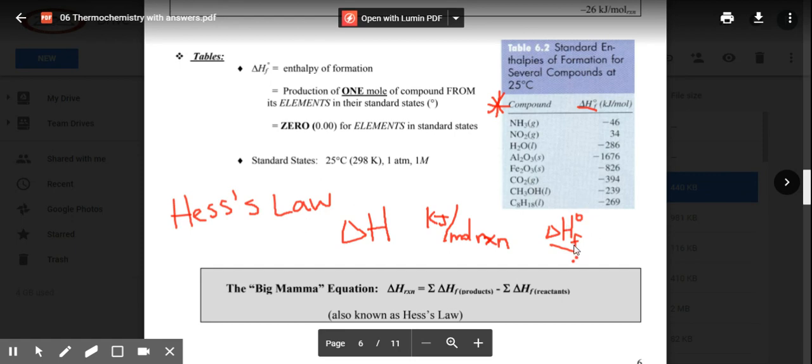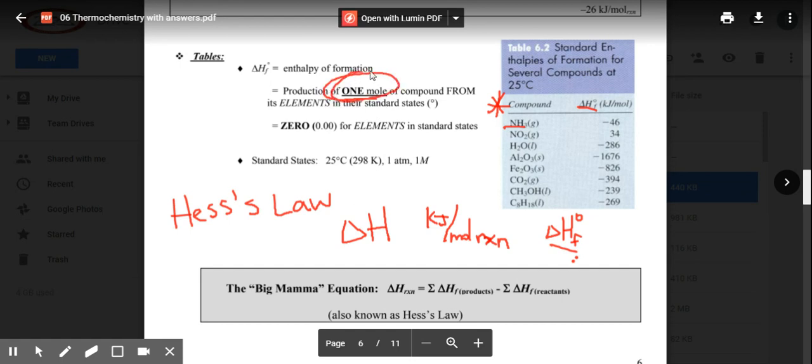What delta H of formation means is how much energy it takes to make 1 mole of that particular compound. So for ammonia, for example, it takes negative 46 kilojoules per mole to make 1 mole of ammonia. Now, when we say to make 1 mole of ammonia, we're making it from its single elements, so we'd be reacting nitrogen plus hydrogen to form ammonia. And it's actually releasing energy because it's negative. So you have different compounds here, with different delta H of formations.